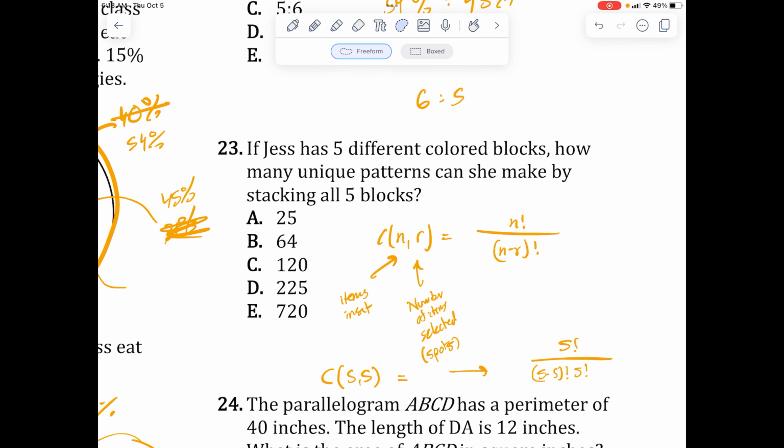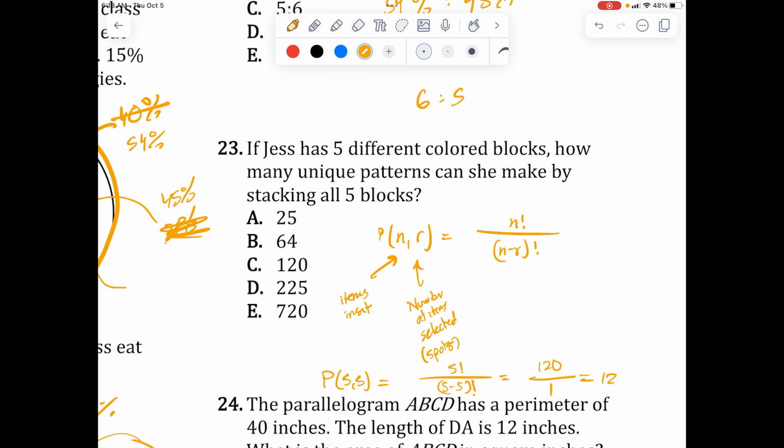Permutation, if you do that, you end up getting P(5,5) is equal to 5 factorial over (5 minus 5) factorial. That gives you 120 over what's basically 0 factorial? Plug it into your calculator, you get 1. Okay? So the permutation formula is what you need to use here.